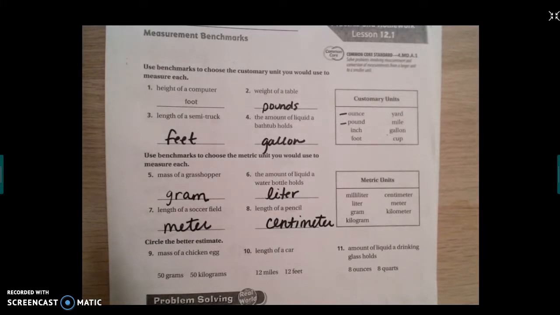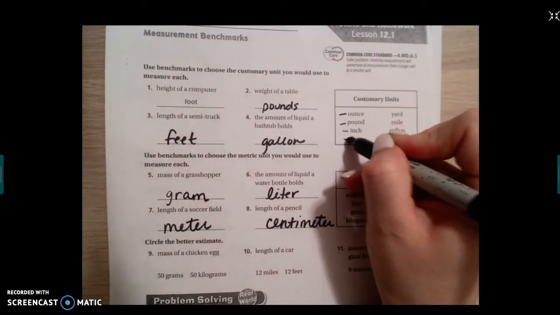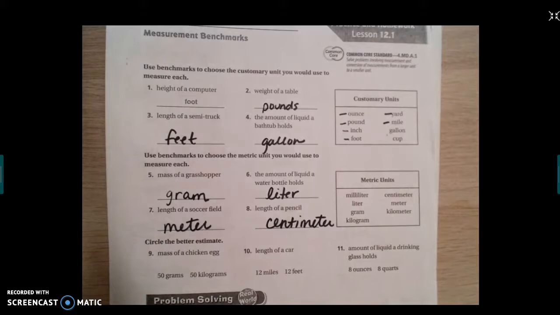The length of a semi-truck. So for length, we have inches, feet, yards, or miles. So if you think about a semi-truck, inches would be way too small. It'd take you forever to measure it in inches. Yards might be closer, but I would probably use feet if it were me. Miles is way too long.